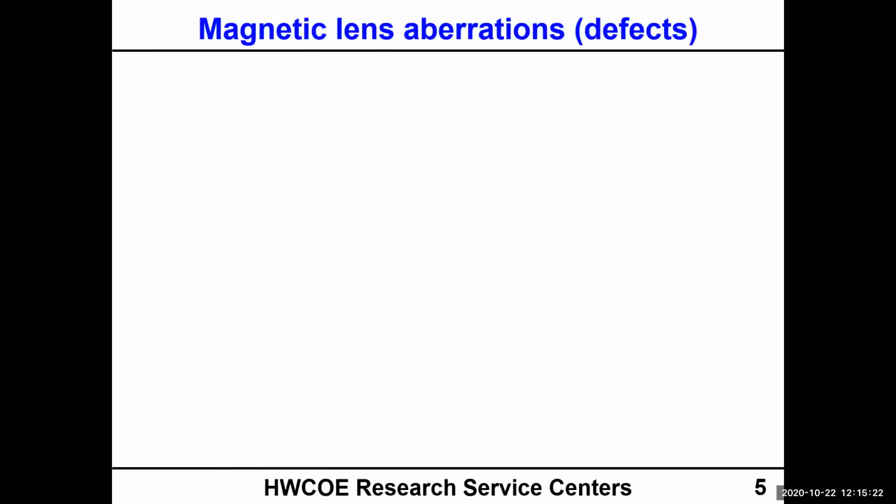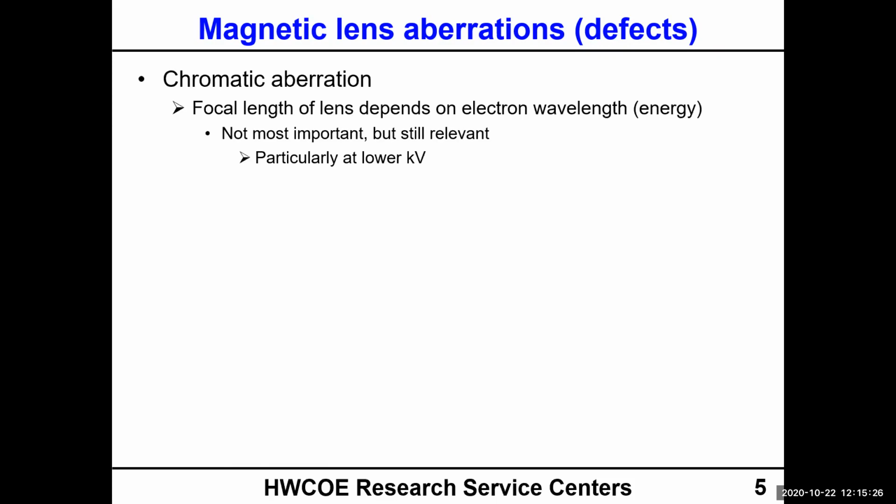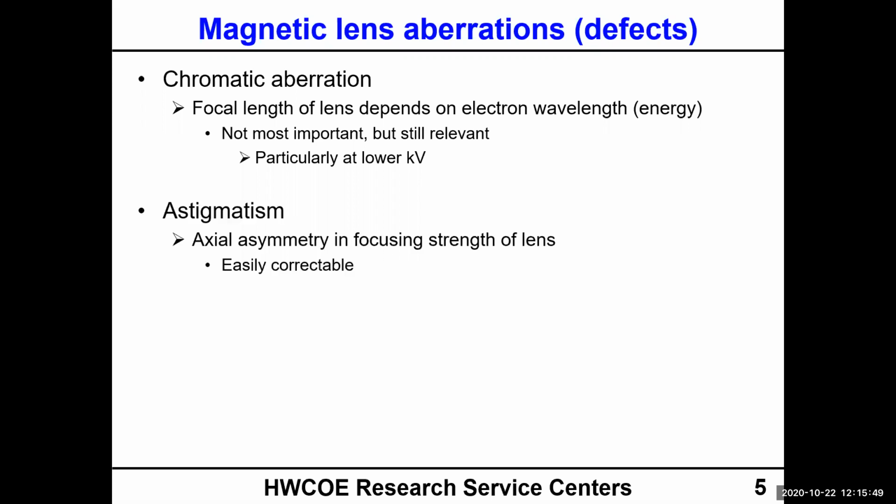Okay, so if we look at these aberrations of the magnetic lenses, we have one which is called chromatic. So that's basically a fancy way of saying that if my electrons have different wavelengths, they're not focused to the same point simply by virtue of the wavelengths being different. So this is not the most important issue, but it can still be relevant, particularly when the nominal voltage of our electrons goes down.